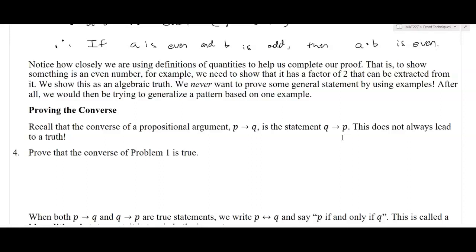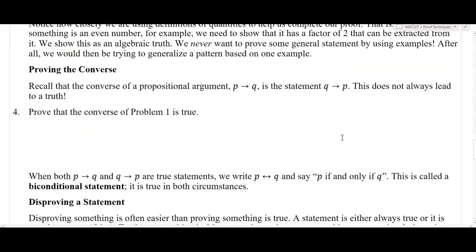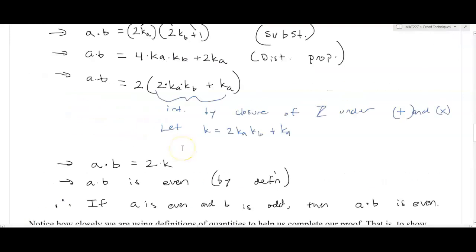Proving the converse. The converse is not always true, right? But the converse means that if P implies Q is my statement, then the converse of that is Q implies P. This does not always lead to a truth. We learn that with if I am in Paris, then I am in France. That's a true statement. But if I am in France, then I am in Paris is not a true statement. So prove that the converse of problem 1 is true.